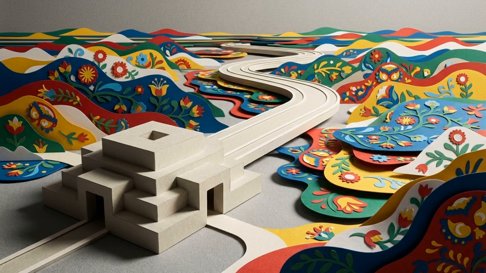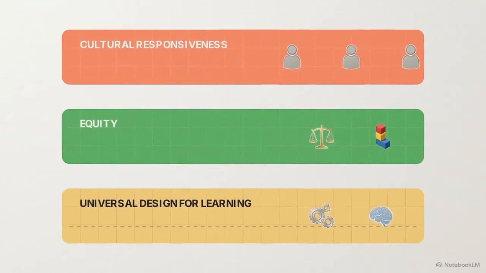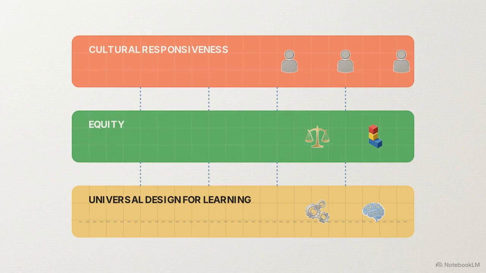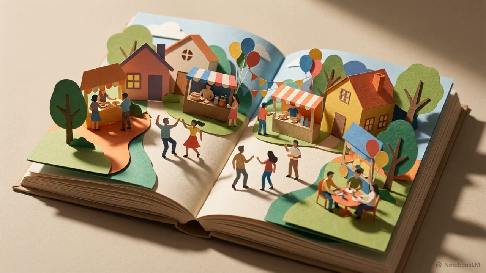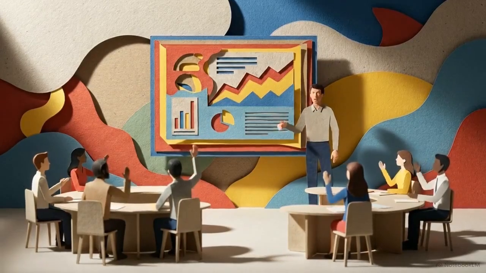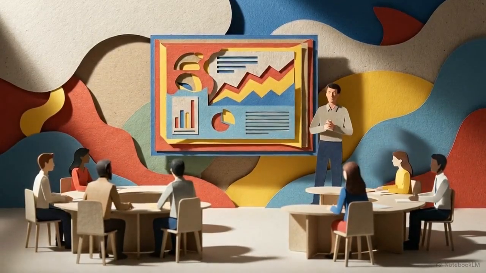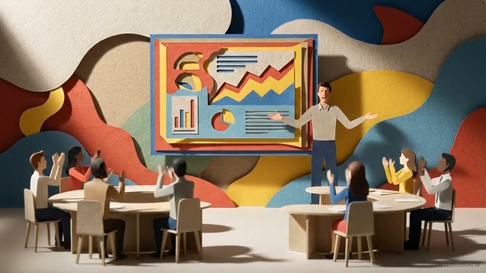If UDL builds the roads and equity provides the fuel, cultural responsiveness is the environment that makes the journey worthwhile. Together, these three pillars form a cohesive, interacting ecosystem. UDL guarantees that the student can physically and cognitively interact with the material. Equity guarantees they have the specific resources and fairness required to do so without arbitrary penalty. Cultural responsiveness guarantees the material resonates with their lived reality. This architecture transforms students from passive receivers into active participants with voice, choice, and agency in their own education.